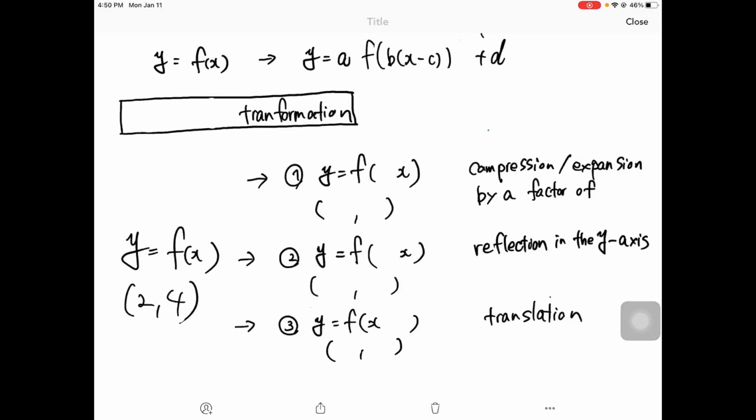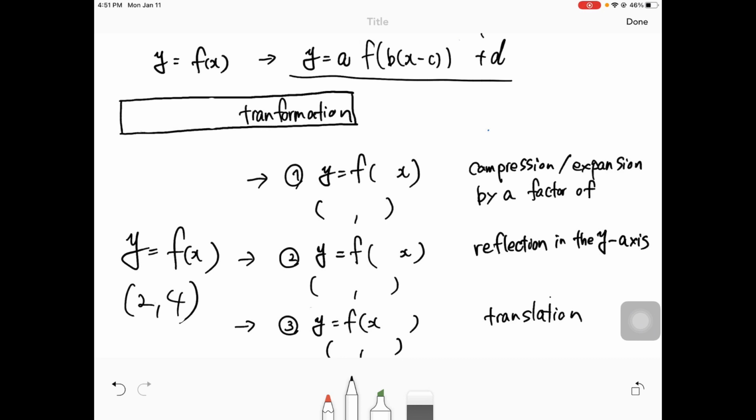Today, I'm here to explain about combined transformations. So far, you've learned so many kinds of transformations, such as translation, reflection, compression, and expansion. If you combine all of these transformations, you can produce these transformations from y equal f of x. This is y equal a times f of b times x minus c, plus d. This looks so complicated, doesn't it?